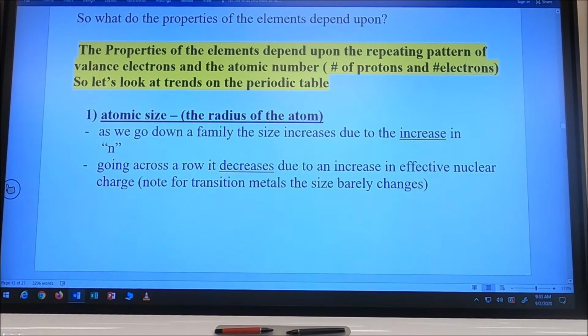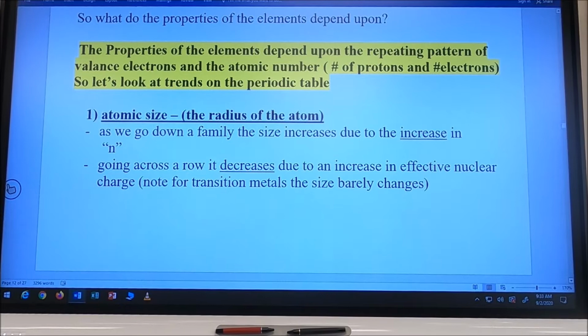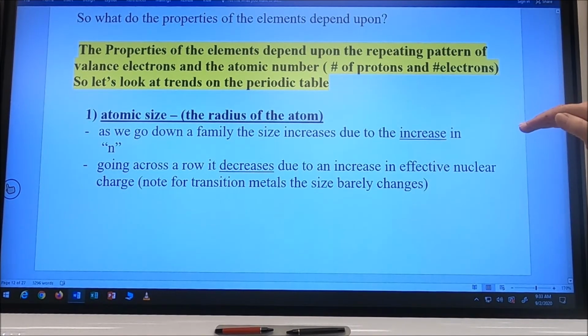It's time to talk about the properties of the elements. Okay? Turns out that the properties of the elements depend on a repeating pattern of valence electrons and the atomic number. That's why the periodic table is laid out the way that it is. Things that are in columns on the periodic table are called families because they have similar chemical and physical properties. Okay? And going across a row, we call a row on the periodic table a period because the properties change periodically as we go across the period.